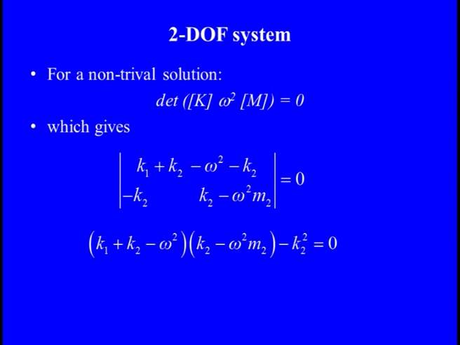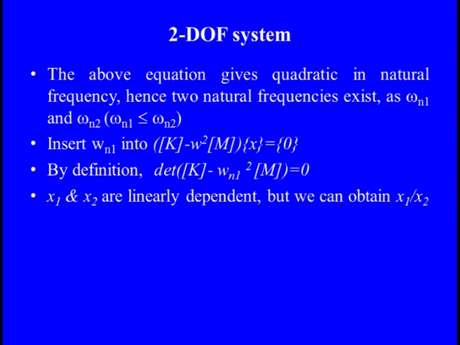Or else, if we resolve this, we have (K1 plus K2 minus omega square M1) times (K2 minus omega square M2) minus K2 square equals 0. When we try to solve this equation, we know that it is always in quadratic form, omega to the power 4 in the natural way. So two natural frequencies are there: one is omega n1 which corresponds to the first mass, and omega n2 which corresponds to the other mass with the stiffness value.